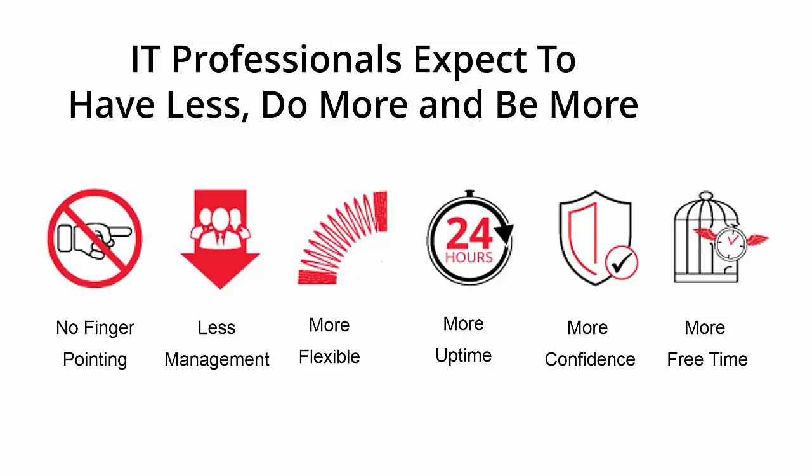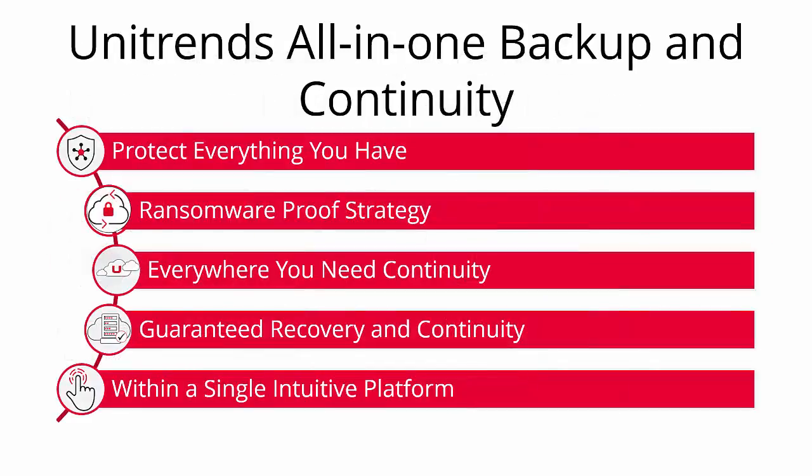You can see there's a lot that comes into play there, and the Unitrends all-in-one backup and continuity solution really is able to do that. We're protecting everything you have with a ransomware-proof strategy. It's everywhere you need continuity and the guaranteed ability to recover, all within a single intuitive platform. This means you're going to be able to protect your whole environment. You're going to be resistant to ransomware or other threats, because not only are you doing your proper cybersecurity and network security configuration, but you have a backup solution to help you recover in case anything were to happen or you were to go down.